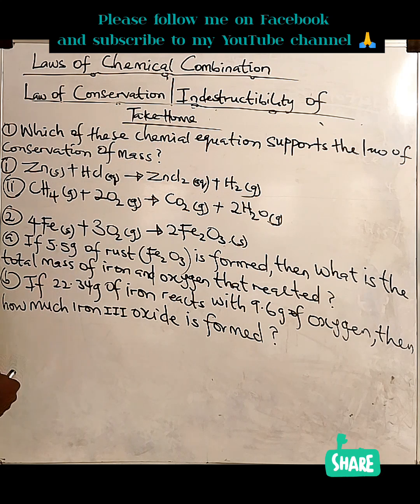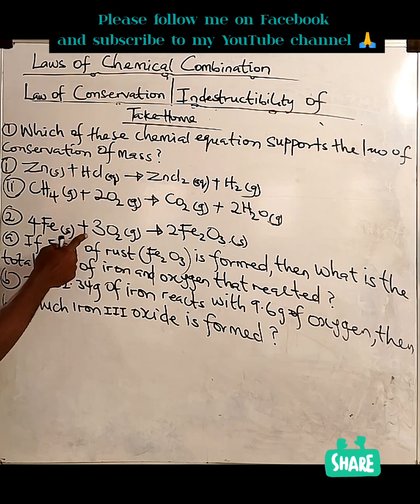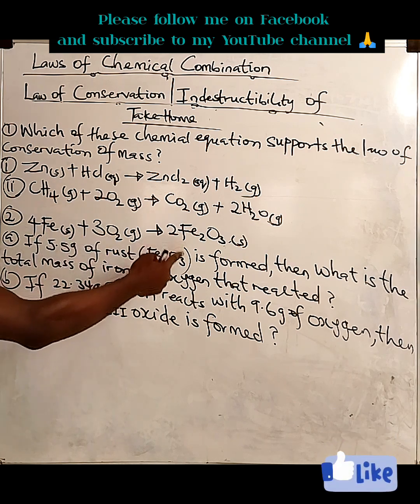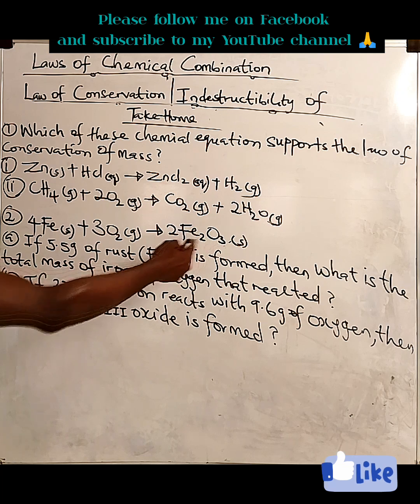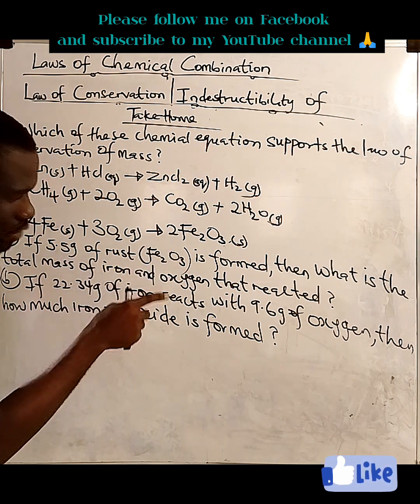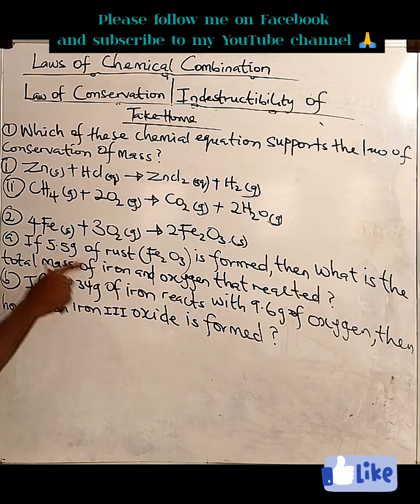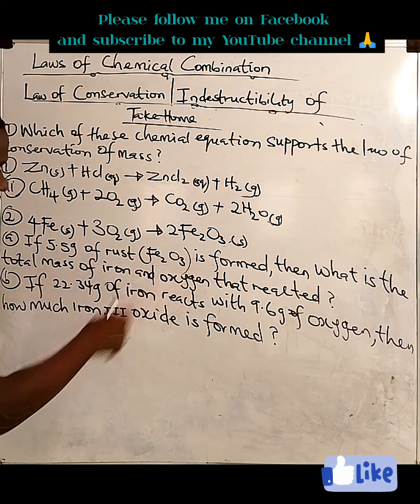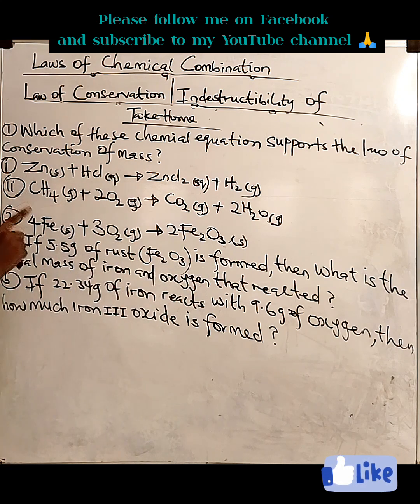So the second question, 4Fe, that is 4 molecules of iron plus 3O2 gives us 2Fe2O3, iron(III) oxide, which is rust. So look at the two questions under this question. If 5.5 gram of rust is formed, then what is the total mass of iron and oxygen that reacted according to the law of conservation of matter?